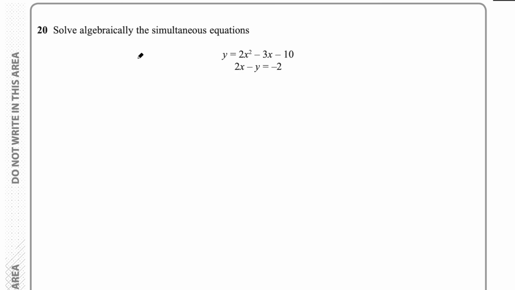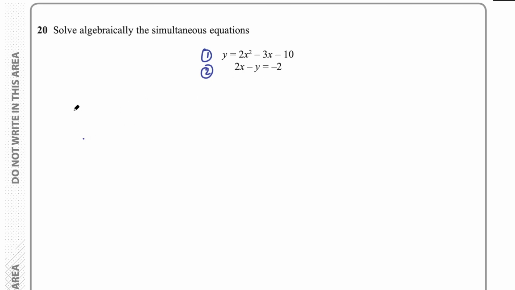Question 20 says solve algebraically the simultaneous equations y equals 2x squared take 3x take 10 and 2x take y equals minus 2. Alright, so if we call this 1 and 2, what I might do is to rearrange equation 2 so that y is the subject, and then substitute that into equation 1. You could do it the other way around. You could make x the subject and then substitute it in, and that wouldn't be wrong either.